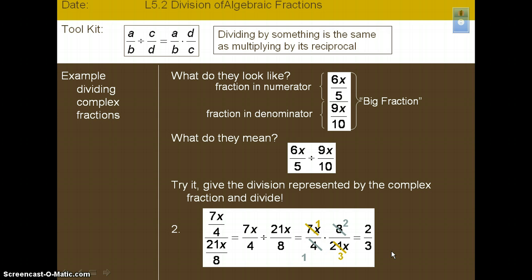This is 2/3. We'll continue seeing a little bit more of this in class next time, a couple of examples, and then you'll have some time to practice.